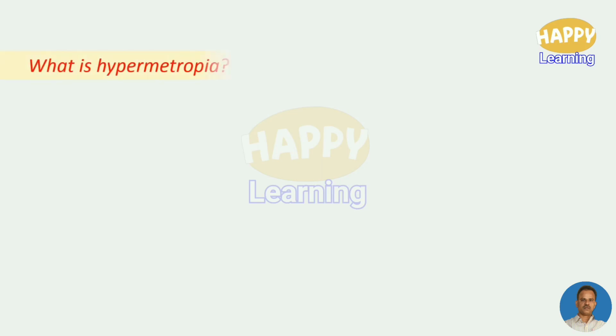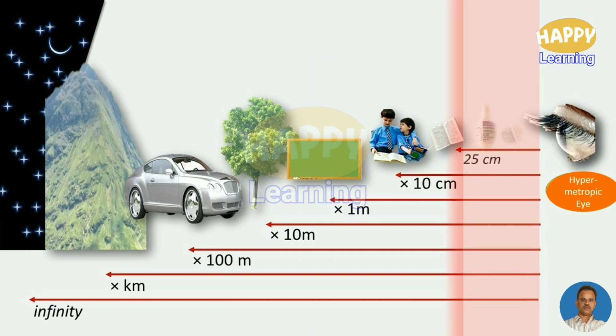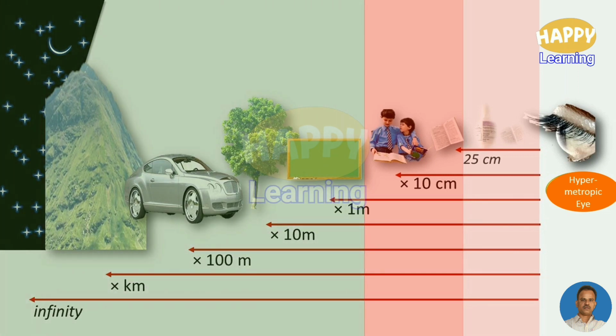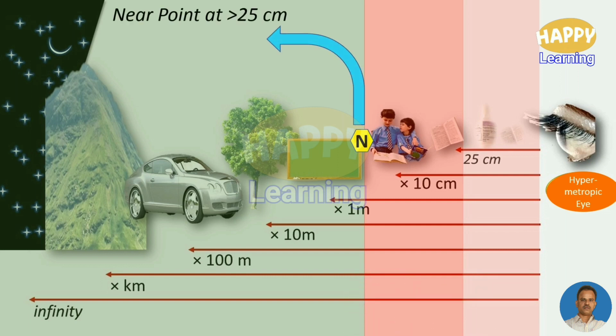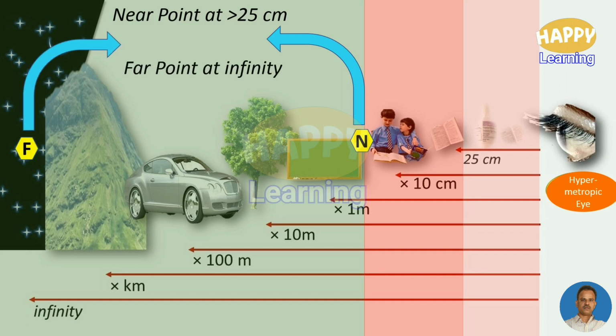What is hypermetropia? How is it corrected? Now let us understand hypermetropia. This region starting from 25 centimeters is shaded red, and this region is not clearly visible to this hypermetropic eye. Thereafterwards, this green shaded area is the clearly visible area to this eye. Therefore the near point is not at 25 centimeters but slightly greater than 25 centimeters. However, the far point is still at infinity.